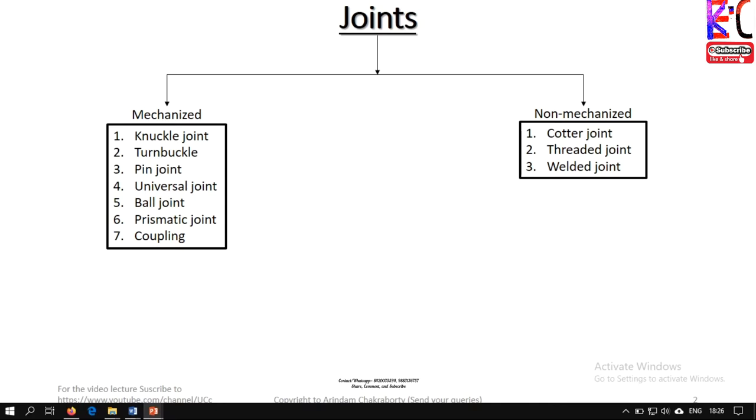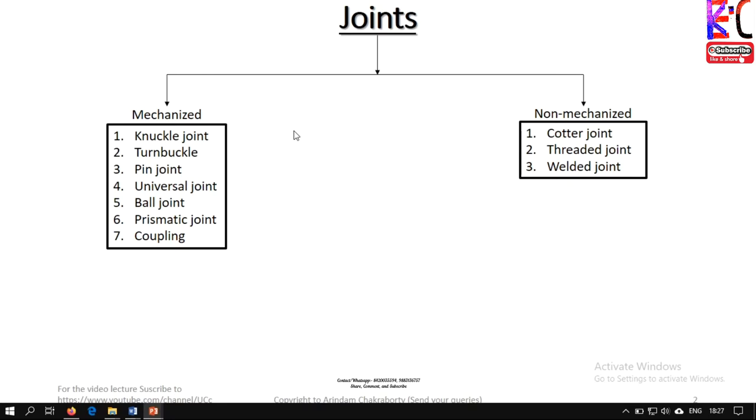So in terms of motion, joints have been distinguished in two patterns. One is mechanized, the other is non-mechanized. Mechanized means there will be some sort of motion, like the joint will transmit one motion from one end to another end, so there will be no stationary things. Everything will be a moving part. The part will be moving, the joint will be moving, or you may move the joint. So everything depends. This is what the mechanized joint means.